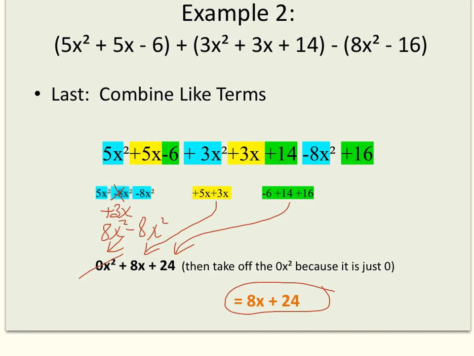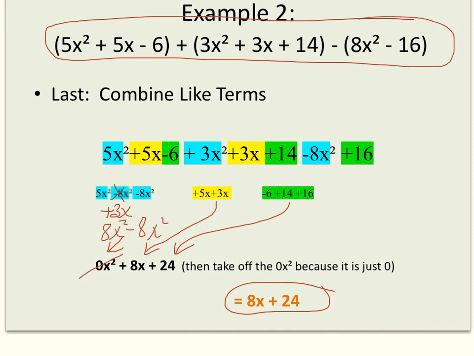So I've combined this huge combination of terms down into a simplified version of 8x plus 24. Wasn't too bad, except for my mistake here with my typo. But it just wouldn't be me without at least one mistake, would it?